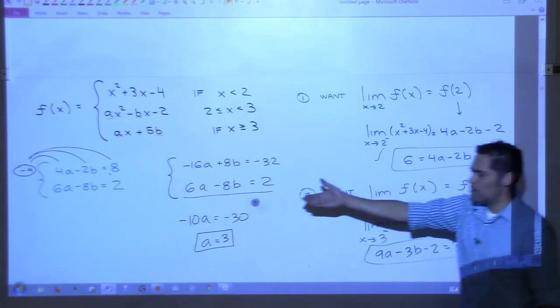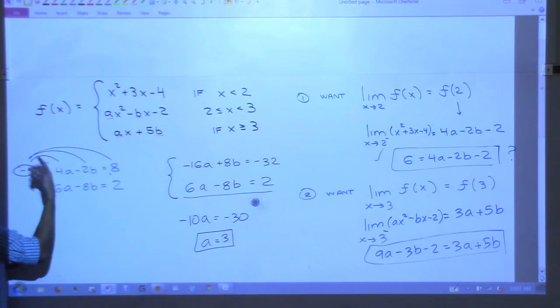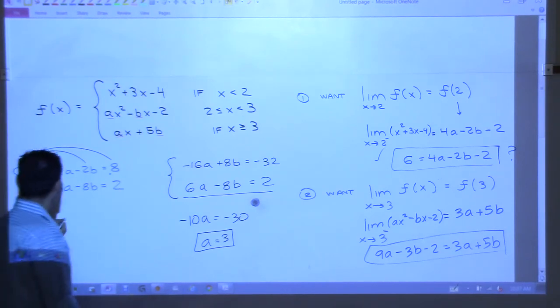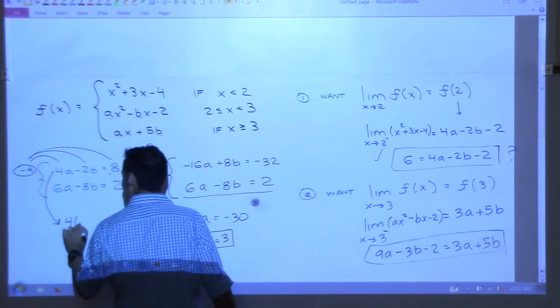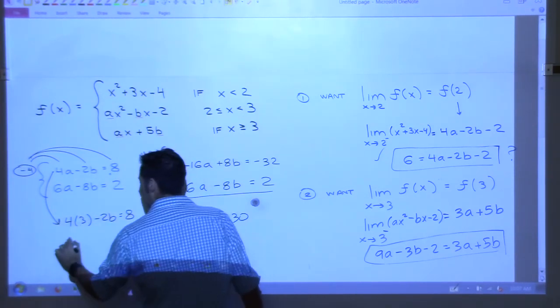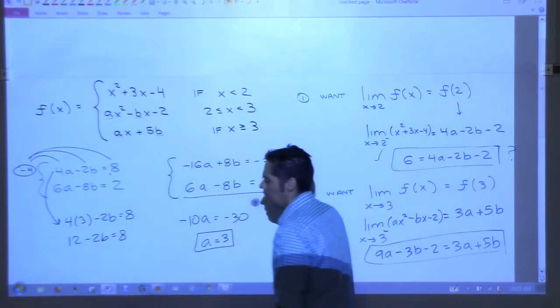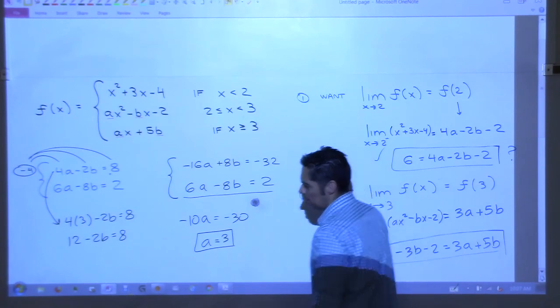I can go into either one of these equations. It doesn't matter which one. I just pick one and I just replace A with 3. So I'll just grab this first equation and I'll replace A with 3. So 4 times 3 minus 2B equals 8. So 12 minus 2B equals 8. And I trust that you could solve that. I think B is 2.